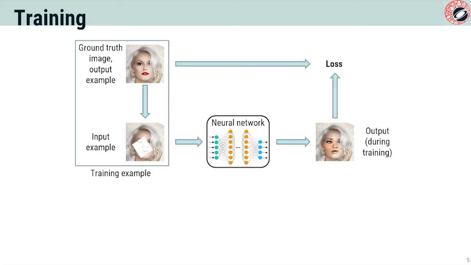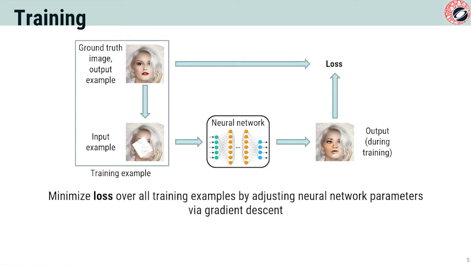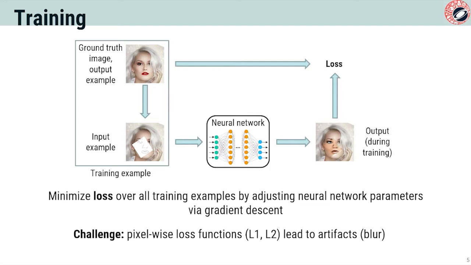So to push the network closer to the desired output, a key component of the system is the loss function. This quantifies the mismatch between the current output and the desired ground truth. And during training, the loss is minimized over all training images from the image database by adjusting the neural network parameters using gradient descent. Now, a weakness of this approach is that the common simple per pixel loss functions like L1 or L2 distances lead to artifacts such as blur when you train with those.